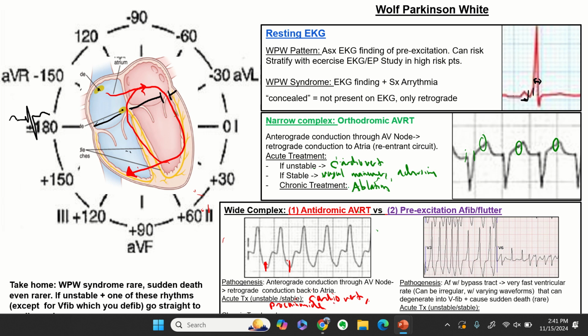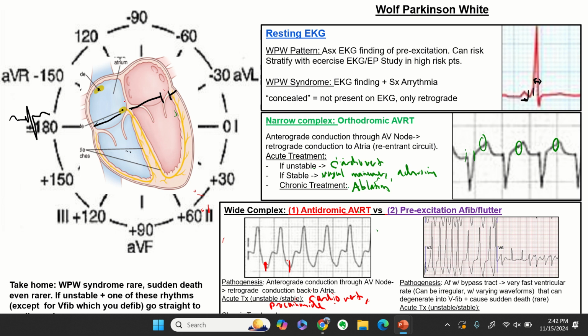This is cut off a little bit here, but chronic treatment is going to be the same. For really any of these, you have to take out that bypass track, which is going to be an ablation. So that's antidromic AVRT. For this one, you really need to avoid AV blockers in the future. Avoid beta blockers, calcium channel blockers, digoxin, and amiodarone.